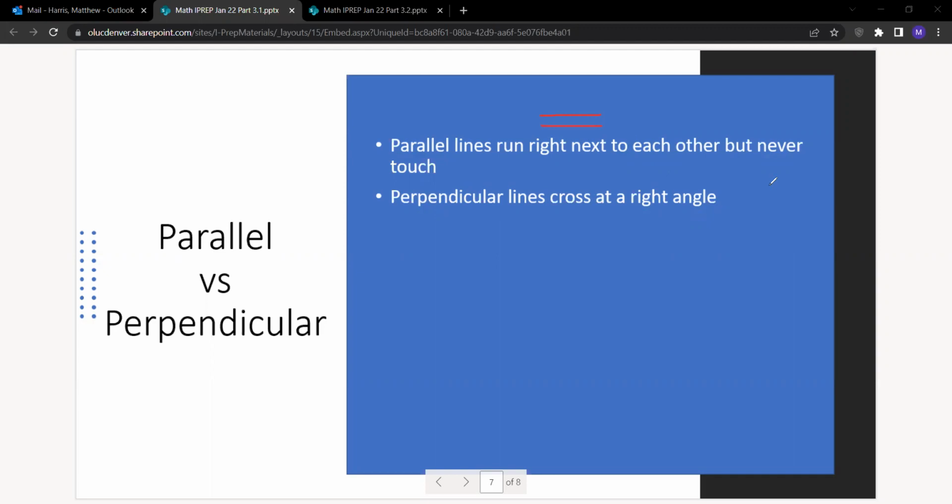Perpendicular lines cross at a right angle. So you're going to have one here, and it's going to form a 90-degree or a right angle.